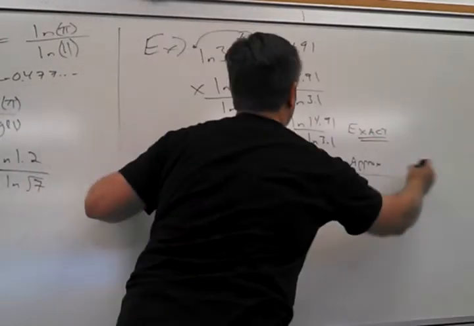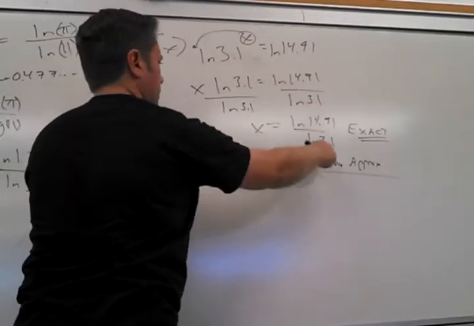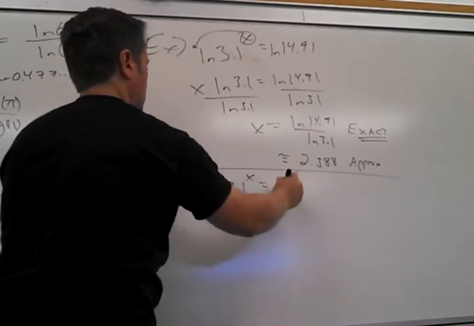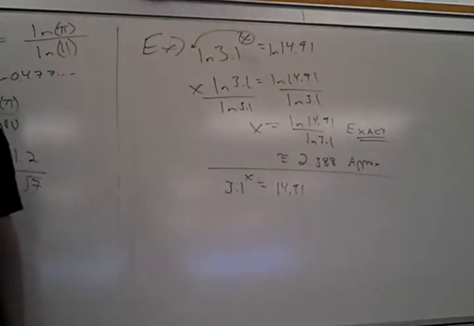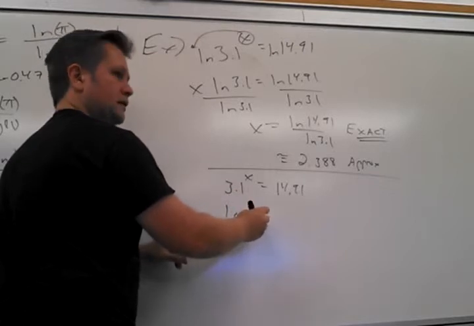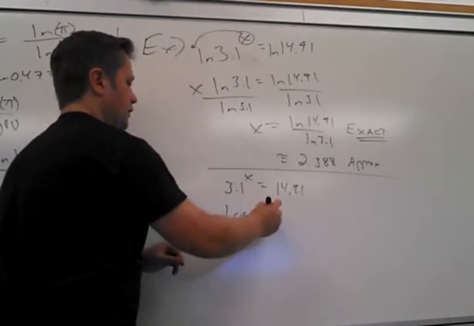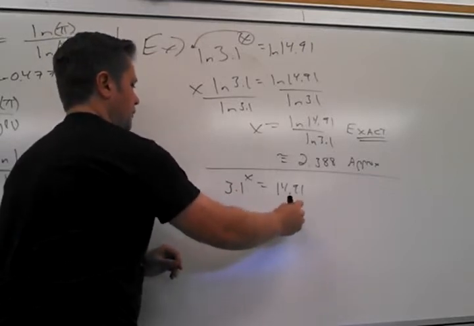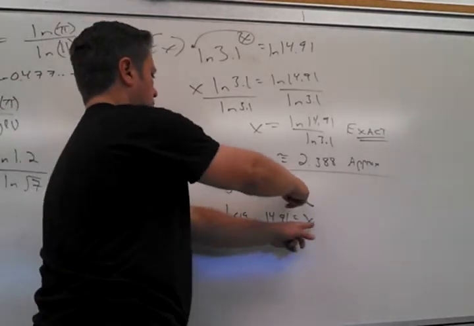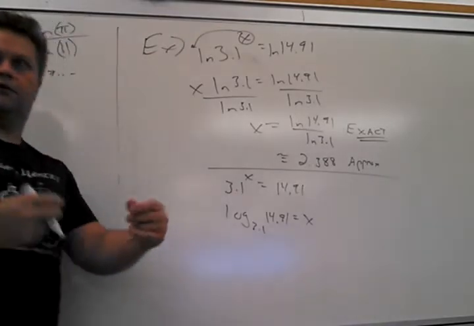Real quick. Obviously, if I would have done logs, this would have been the same thing, right? But what if I did log base 3.1? Now, why would that make sense? How do I rewrite this in logarithmic form? It would be log base 3.1 of 14.91 equals x. The power is the answer, right? So the input and the output switch because they're inverses of each other.